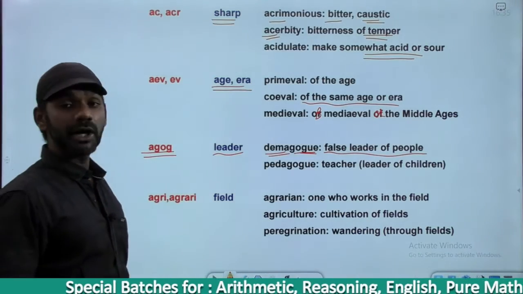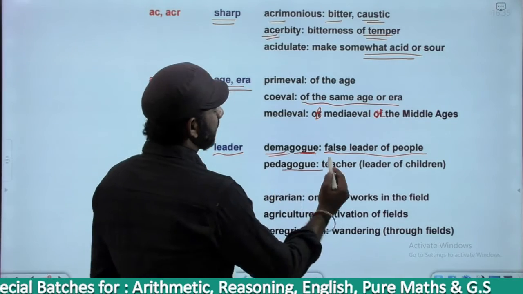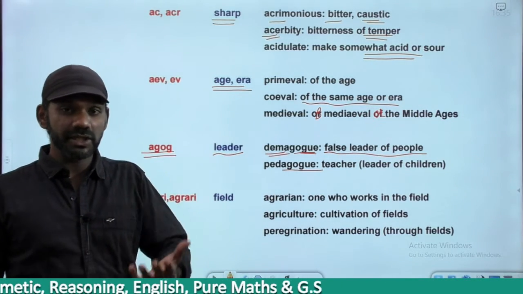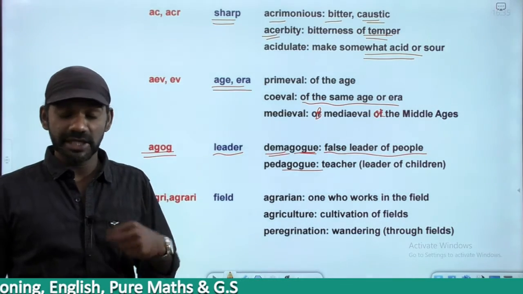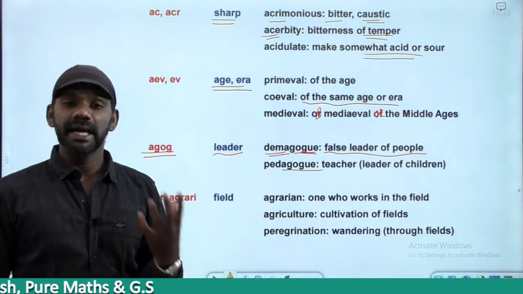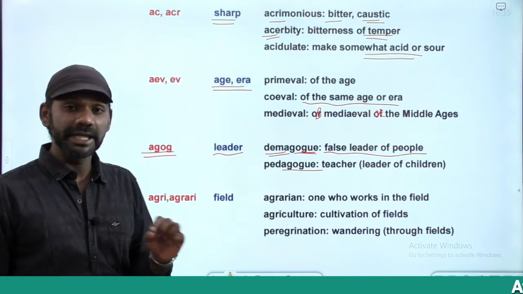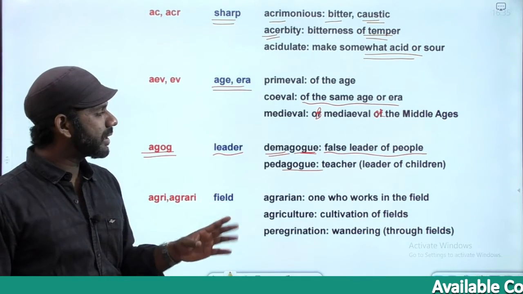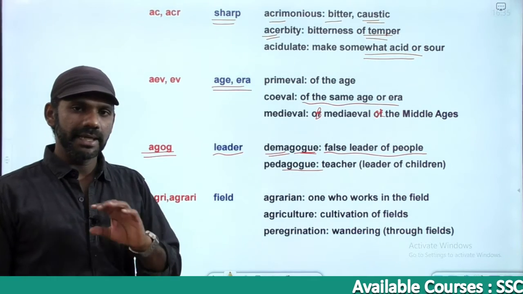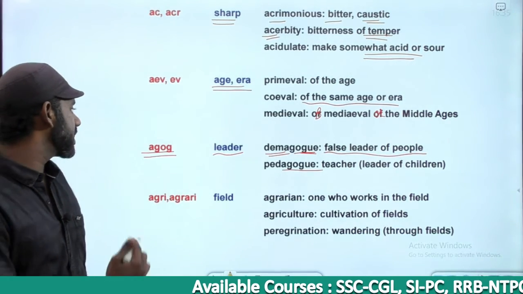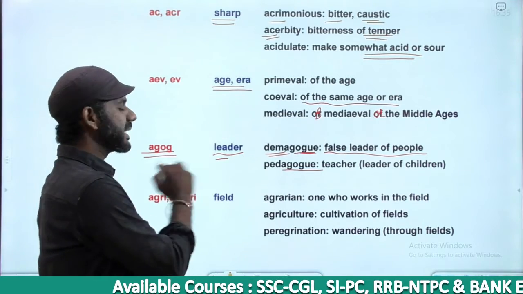Pedagogue is a leader of children. Now pedagogy means a teacher teaching students, considering them as his or her own children. So pedagogue is leader of children, and a teacher is termed a leader of children. So AGOG means leader.